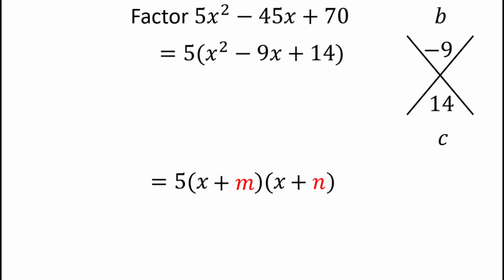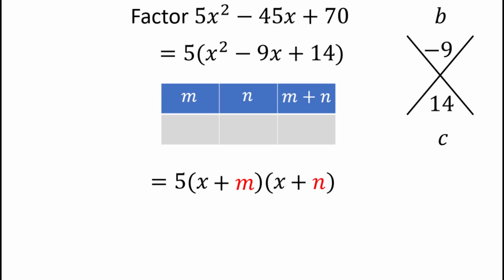I need two numbers that add to -9 and multiply to 14. The answer might be popping out to you, or you might not know it yet. Again, if you're struggling, draw out a table like this one and start guessing and checking. Write numbers that multiply to 14 and then check to see if they also add to -9.